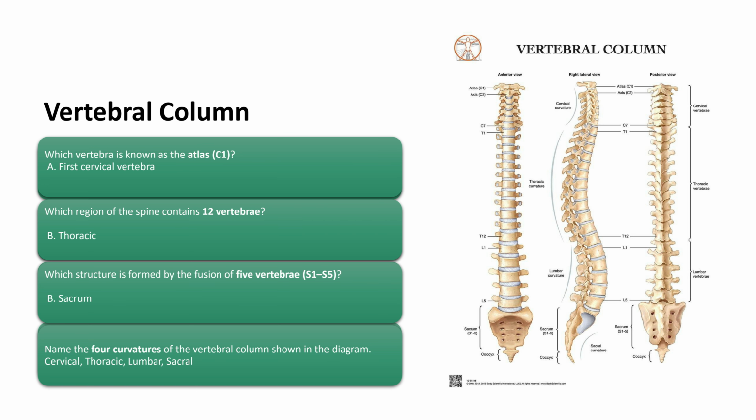All right, so your atlas is going to be your first cervical vertebra. You should have gotten that by the C1 reference in the question. Which region of the spine contains 12 vertebrae? That's going to be your thoracic region. And which structure is formed by the fusion of the 5? That's your sacrum. And name the 4 curvatures of the vertebral column shown in the diagram. You have cervical, thoracic, lumbar, and sacral.